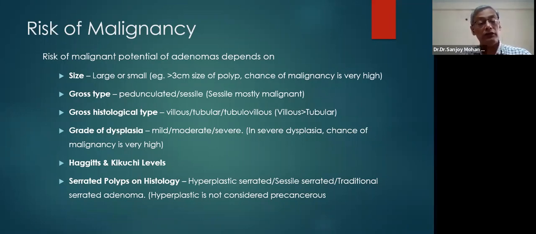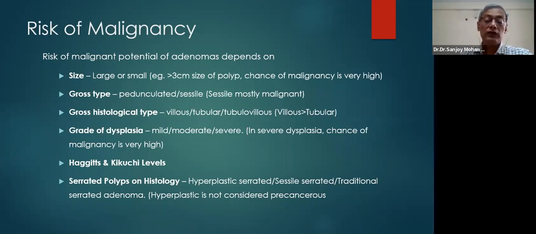According to histology, villous adenoma has the highest chance of malignancy. Tubular adenoma, yes, the chance of malignancy is still there. And tubulovillous adenoma, the chance of malignancy is there, but even then it is less than villous adenoma. Grade of dysplasia: the grade can be mild, moderate and severe. If there is severe dysplasia, the chance of malignancy is very high. And Haggitt and Kikuchi's levels we have already discussed.